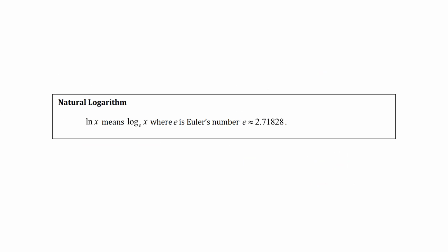Next, we have the definition for a natural logarithm. It states here that natural log of x means log base e of x, where e is Euler's number, which is approximately 2.71828. So whenever you see natural log of x, this is just a logarithm with the base of e.